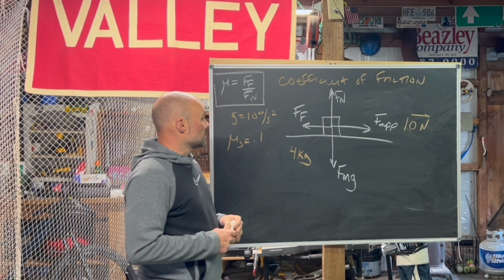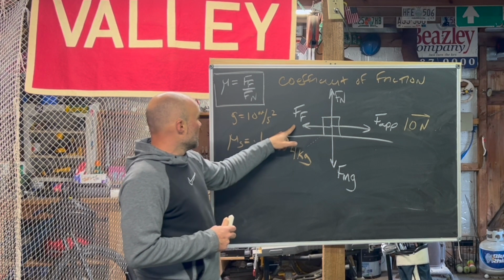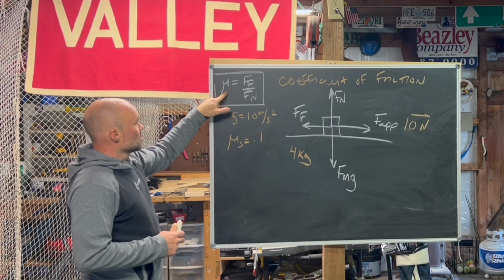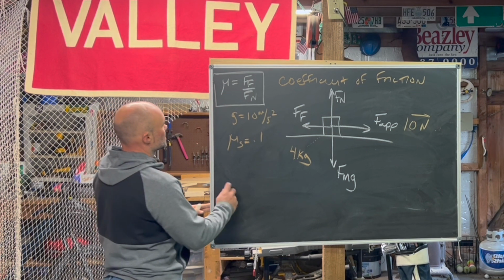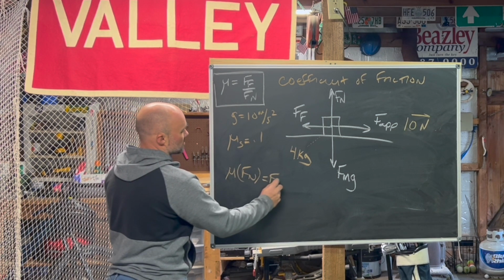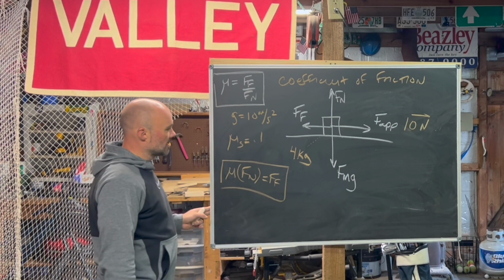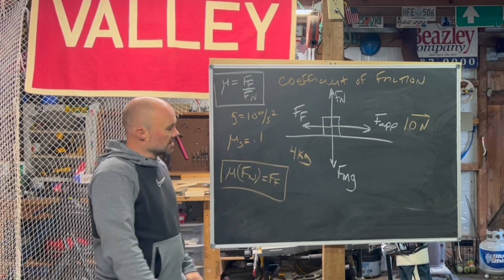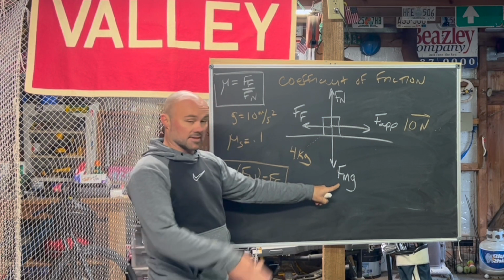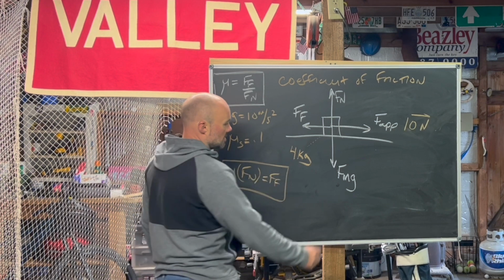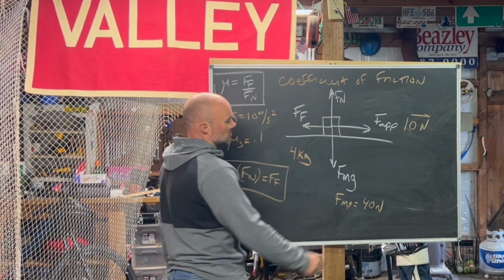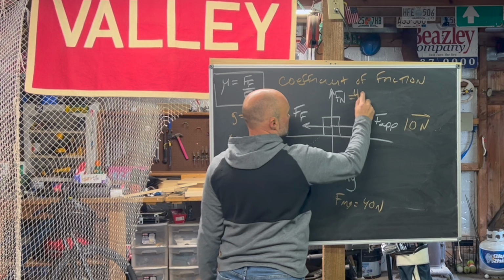So to do that, we need to first figure out this force of friction. And as you remember, the force of friction divided by the normal force is going to give us the coefficient of friction. So we can rearrange that, as I said before, to say that coefficient of friction times the normal force is equal to the force of friction. So in order to do that, we need to first calculate the normal force. In this case, the normal force is going to be in the completely opposite direction, equal in magnitude to Fmg, because it's a flat surface. So if we calculate Fmg as being 40 newtons, we know that the normal force must also equal 40 newtons.